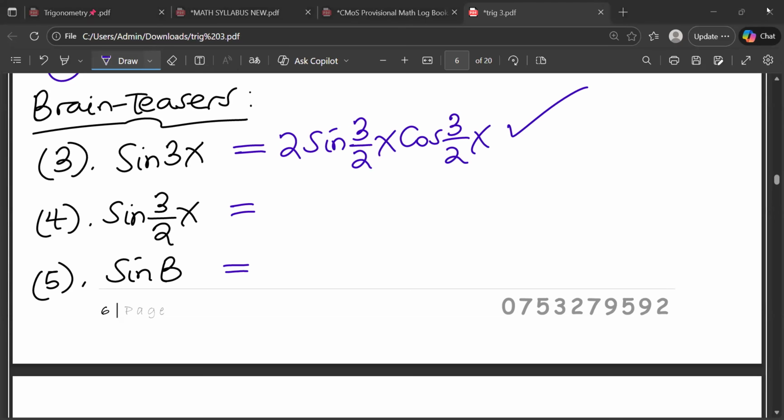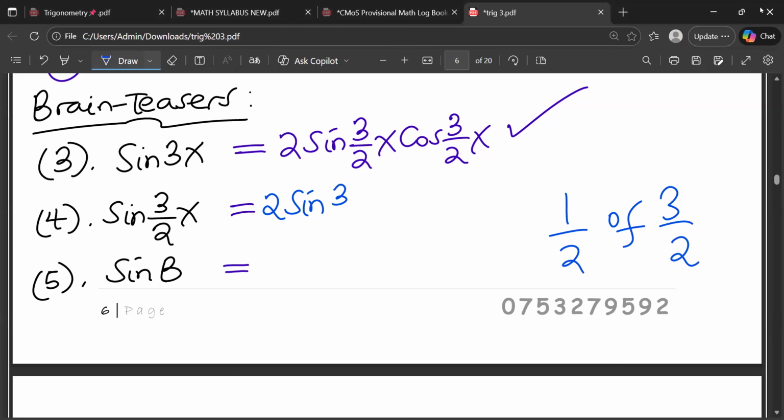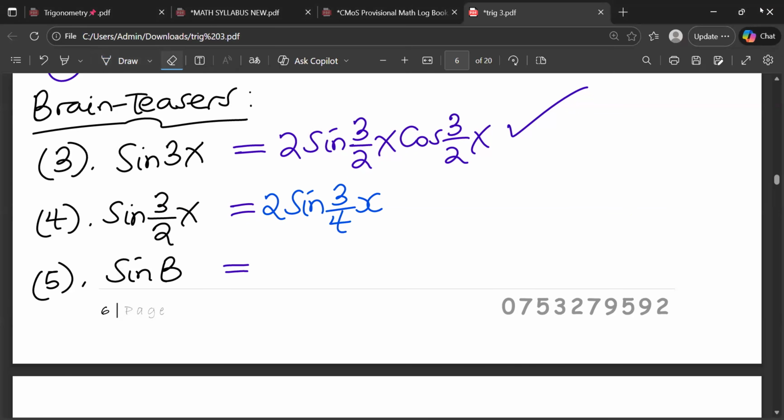Now, let me go for Rajo Polot. Danger, prepare for the last one. Yes, Rajo Polot. Yes, doctor, I'm handling sine 3 over 2x. It is going to give me 2 sine 3 over 4, because half of the angle 3 over 2 is 3 over 4. Then x, and cos 3 over 4x. That is good.